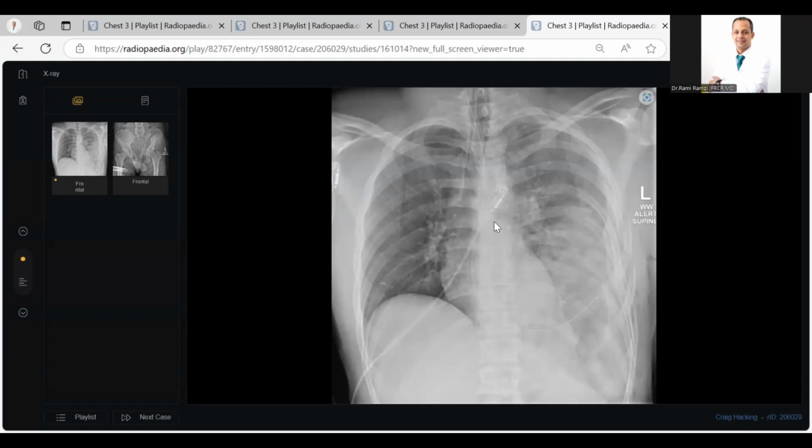What are you worried about? Pulmonary embolism would be the first thought. What type of embolism? It can be fat embolism because of the fracture, bone fracture. Excellent. Next case.